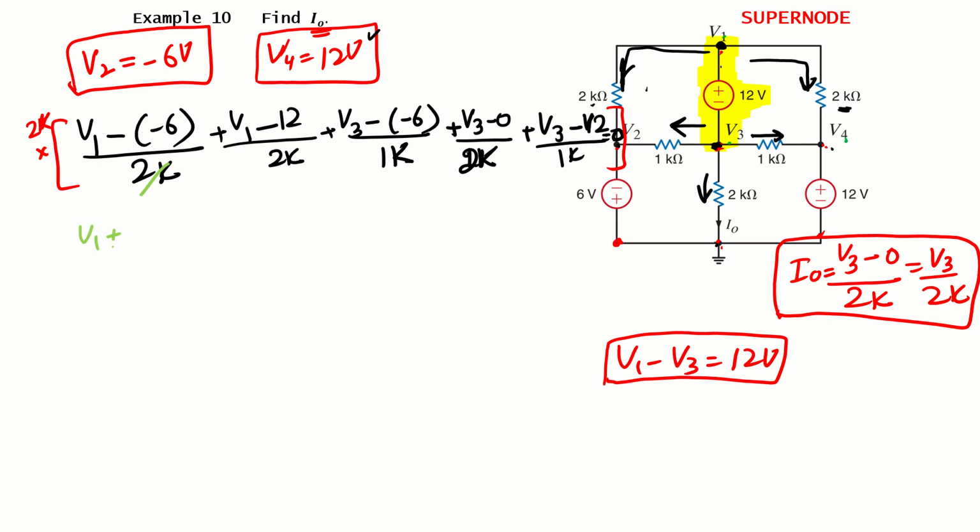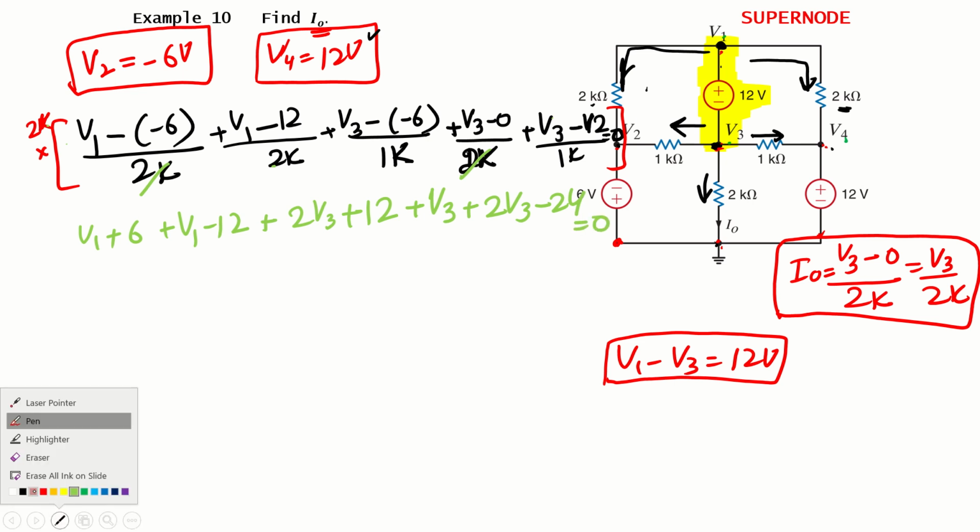So I have V1 plus 6. Then this 2k again cancelled. So I have V1 minus 12. Then 2 divided by 1k, k will be cancelled. So we got 2 times V3 plus 6 times 2, which is 12. Then again 2k will be cancelled, so I have V3. And the last one, k will be cancelled, so I get 2 times V3, and minus 12 here will become minus 24. This whole thing is equal to 0, right?